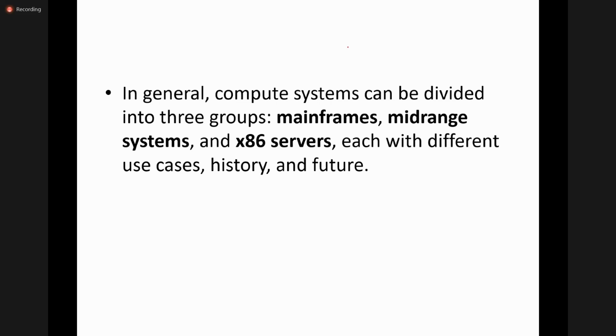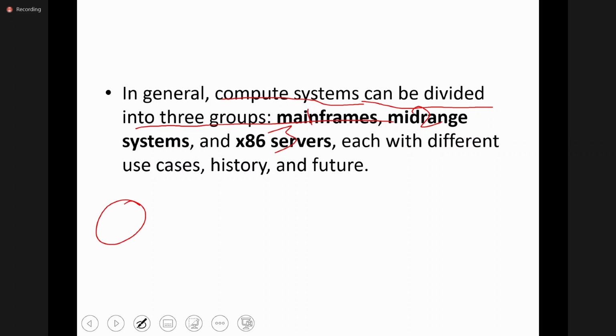Now we will talk about the classifications of the servers or computers. As you read here, in general, compute systems can be divided into three groups: mainframe, this is one, mid-range, this is two, and x86 servers. So we are talking about three categories of computers. The first one, which is the large one, is the mainframe. We call it the mainframe. This is the large one.